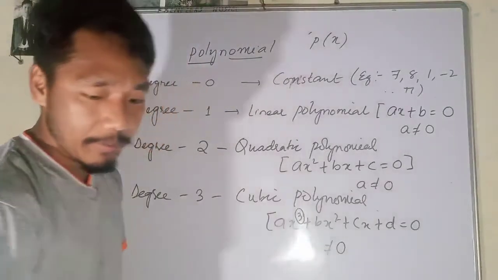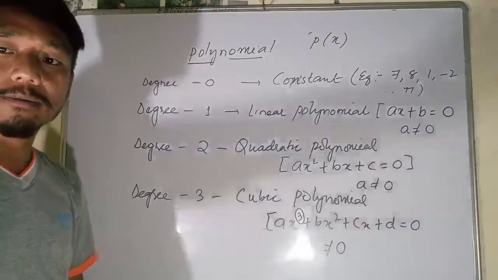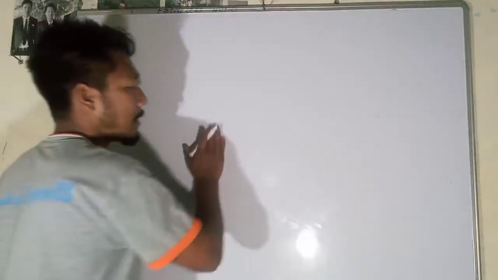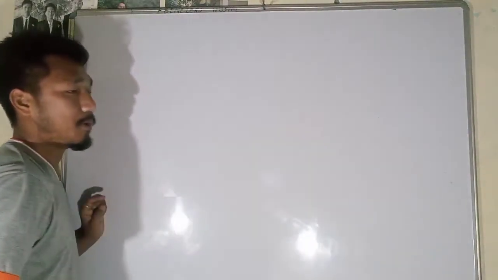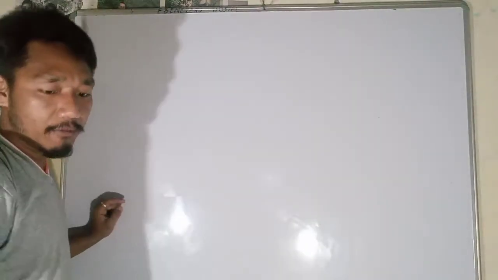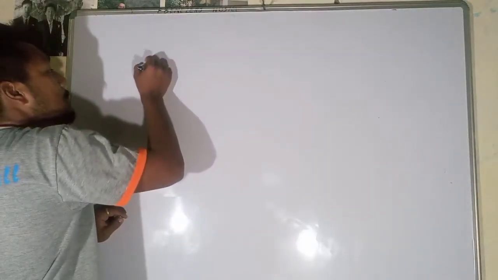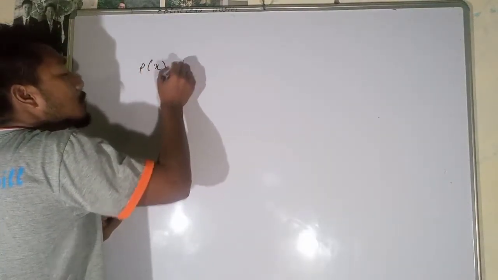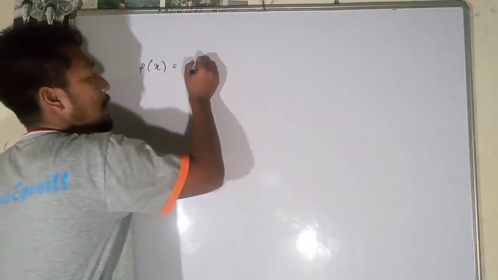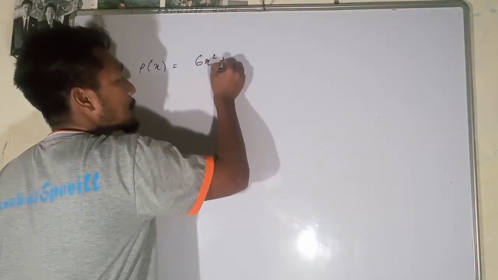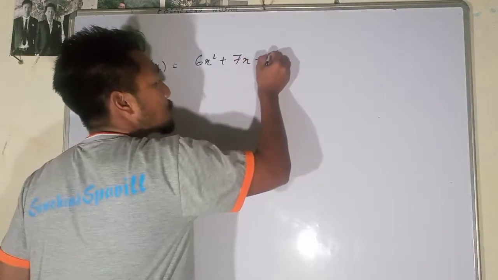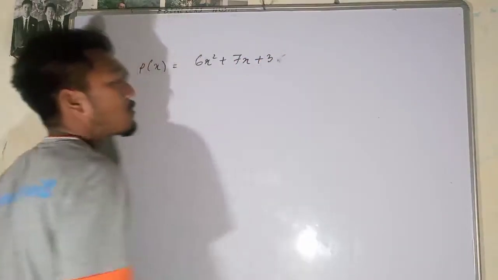Now we will be talking about another topic, the value of the polynomial p(x). Let's say p(x), a polynomial function of x, is 6x^3 + 7x + 3. This is what we are given.